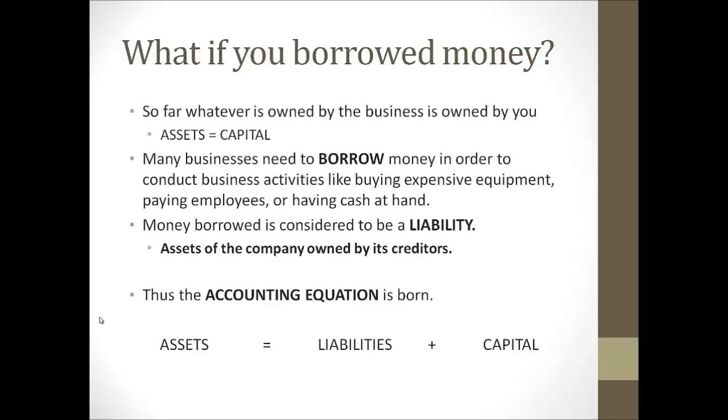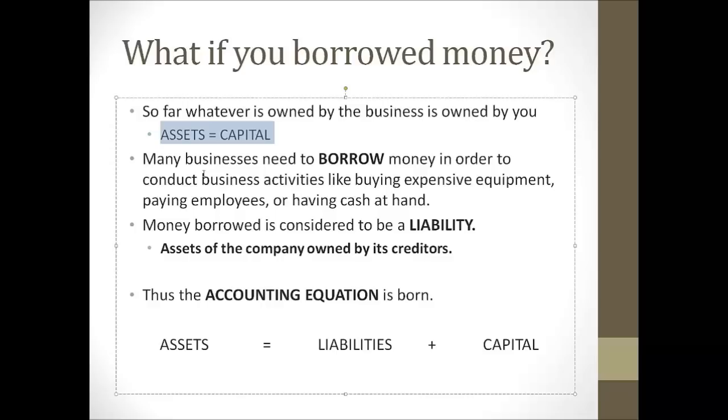You are working on your business and you decide that what you had in there was not enough. Many businesses need to borrow money in order to conduct business activities like buying expensive equipment, paying employees, or having cash at hand. Money borrowed is considered what is called a liability, money that you owe, or the business owes, to anyone. A liability is assets of the company that are owed to its creditors. So if you borrow $1,000 from the bank and now you have $1,000 more cash, that $1,000 is actually owed to the bank, even though it's part of your business.